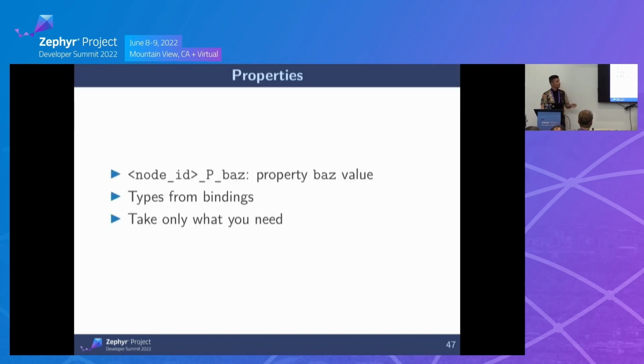Like I said, to summarize, we need type information from the bindings. The build system is going to use that to encode node ID p baz macros for every property baz. But what is it going to define these to?